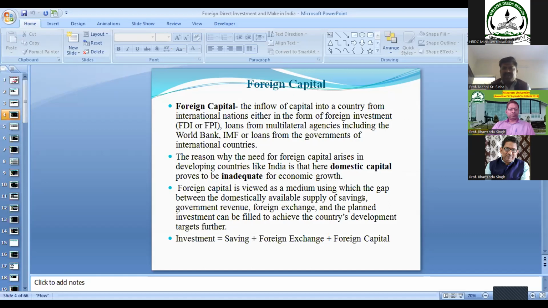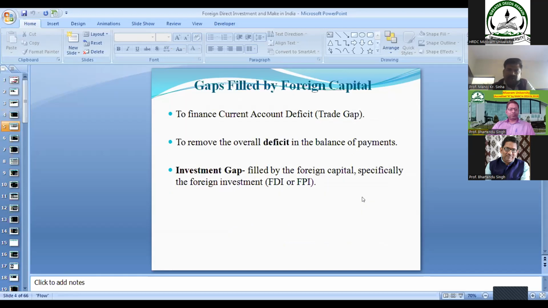It is needed to fulfill the requirements of the host country, because a host country may lack capital in some respects, where investment is greater than savings. Particularly in a developing country, a large amount of investment is required, and savings are not sufficient to finance the investment, so the need for foreign capital arises. Foreign capital fills the following gaps to finance the current account deficit.